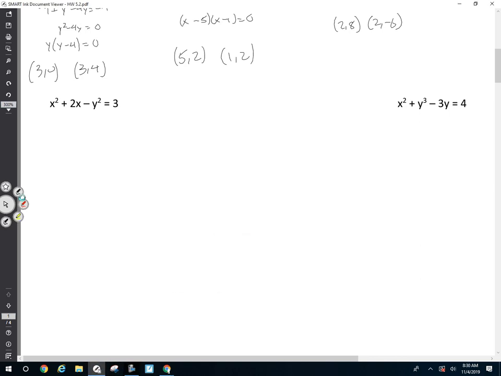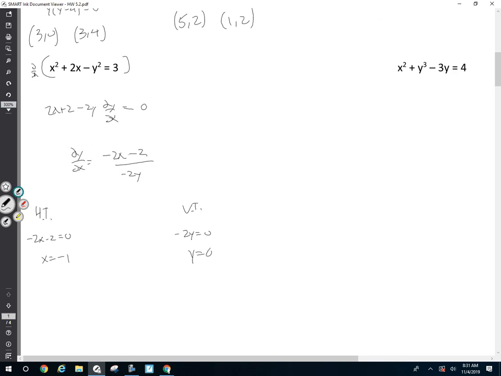Let's check out this one. Next to 2x plus 2 minus 2y dy dx equals 0. Okay, dy dx equals negative 2x minus 2 over negative 2y. Okay, no big deal. Horizontal tangent, negative 2x minus 2 equals 0. X will equal negative 1. Vertical tangent, 2y equals 0. Y will equal 0.